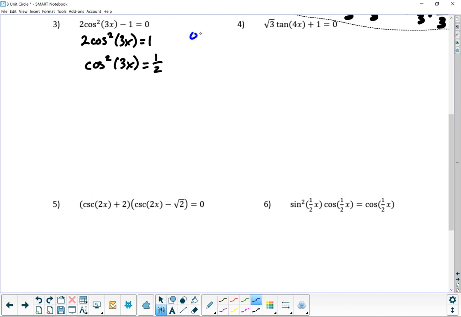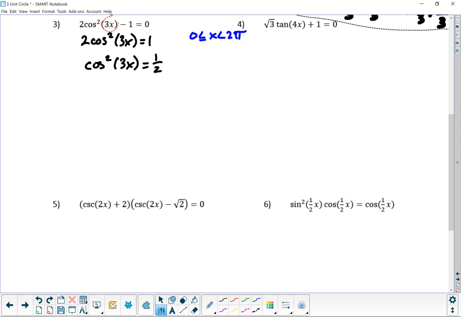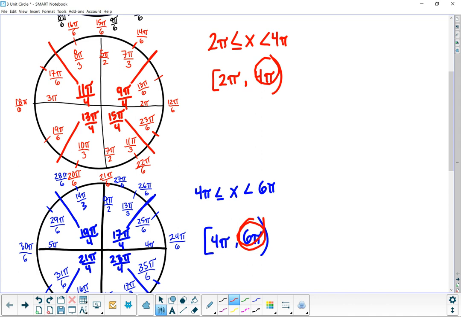And again, our domain is this, but we need the 3x. Right now we have an x only. So we're going to go ahead and multiply this by 3, which would get us 0, 3x, exactly what we want, and 6 pi. Which means we're going to have to look all the way through 6 pi. So that's our third unit circle.